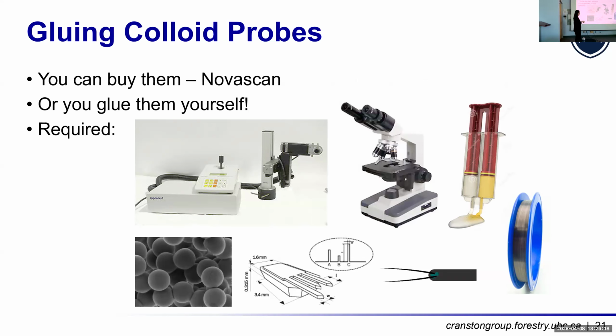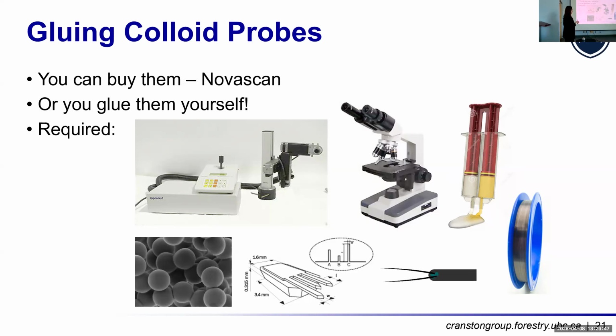But you basically buy cantilevers that have no tips. You have your particles of interest. At one point we were doing skim milk powder beads, and we were looking at chocolate interactions. You take tungsten wire that you've etched to be really sharp, and you basically pick up these particles and stick them onto the cantilever using epoxy, either a dual component epoxy or a heated epoxy.